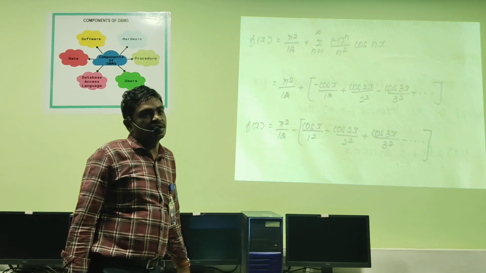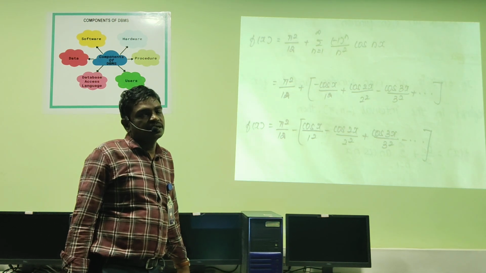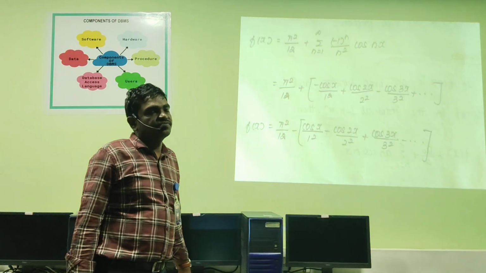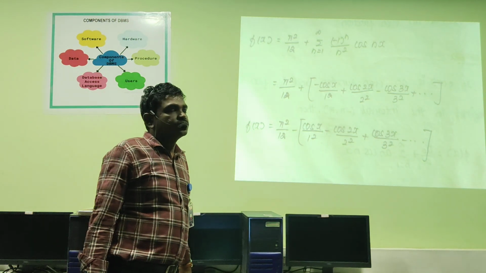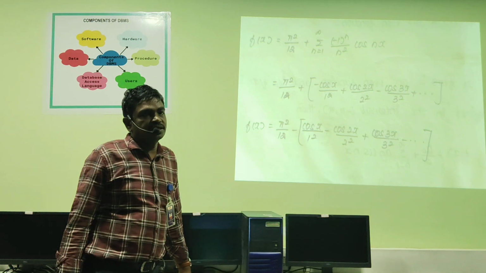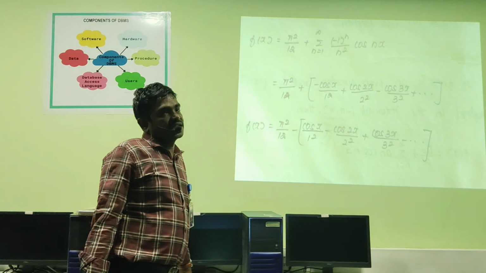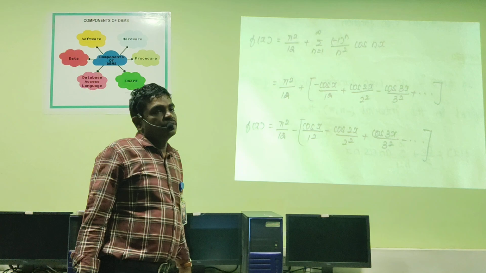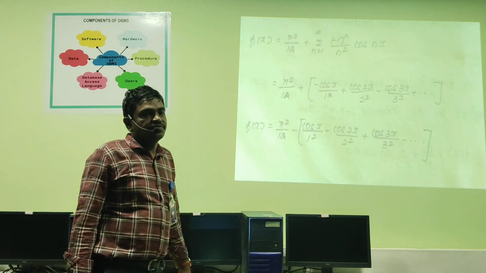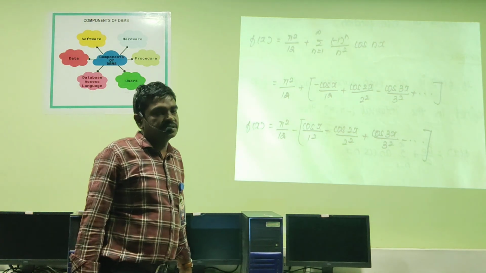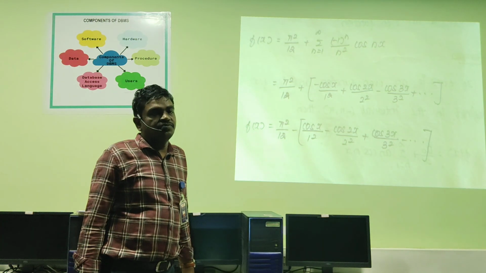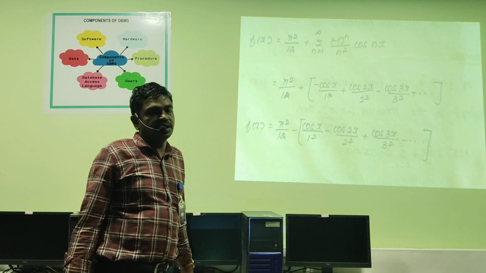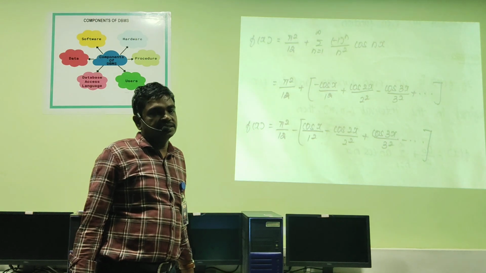So f of x is odd function in the interval minus pi comma pi. The Fourier series will become f of x equal to sigma n equal to 1 to infinity bn sin nx, where bn equal to 2 by pi integral 0 to pi f of x sin nx dx. So what is meant by odd function? The function f of x is odd function if f of minus x equal to minus f of x. Therefore, examples for odd function are f of x equal to x cube, sin x, these are all odd functions.